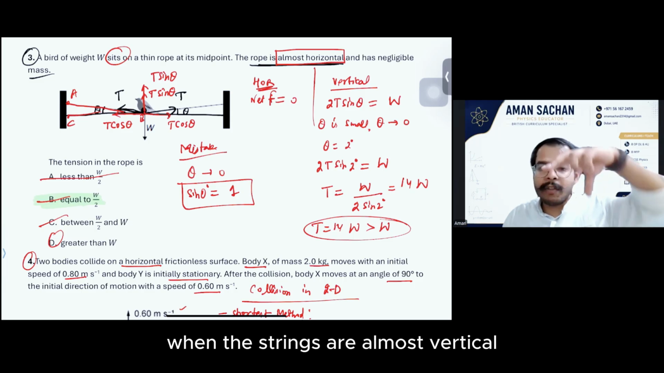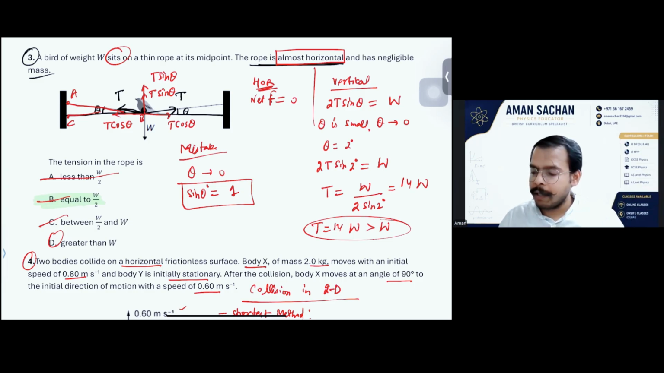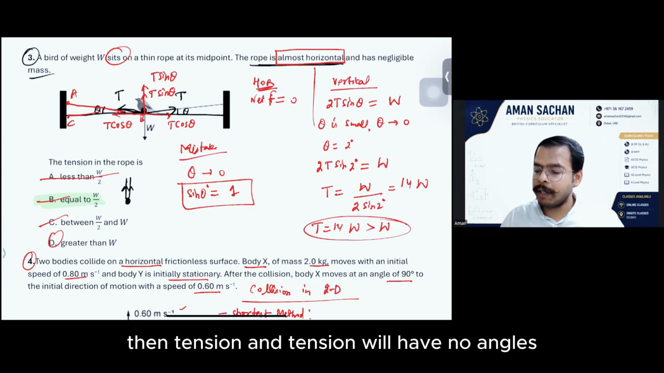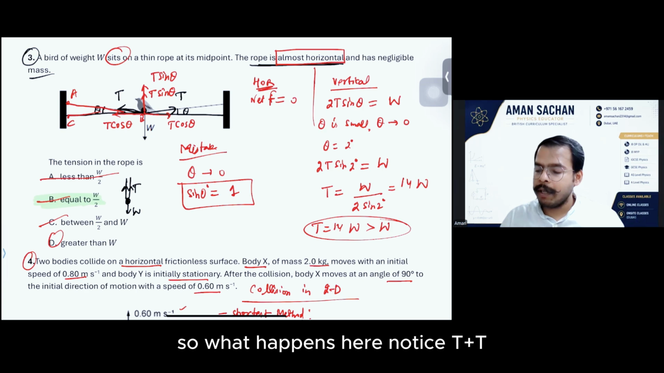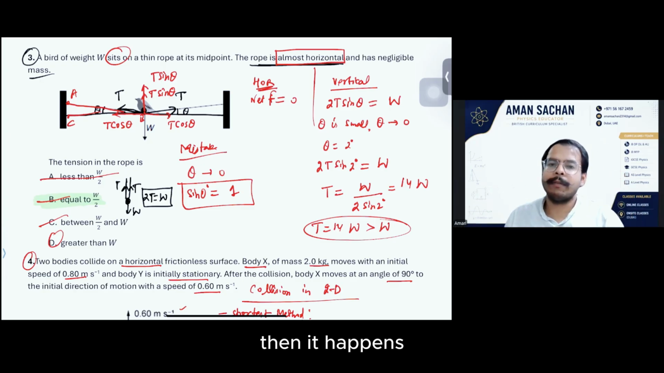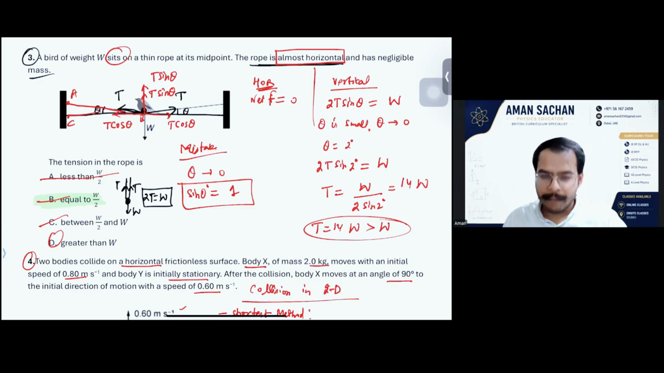This option is valid when the strings are almost vertical, like this and like this, and in between there sits a bird. Then the tensions will have no angles. So what happens here? Notice T plus T, which is 2T. 2T will balance W. When the ropes are almost horizontal, it does not happen. Understood? Good. Let us move on.